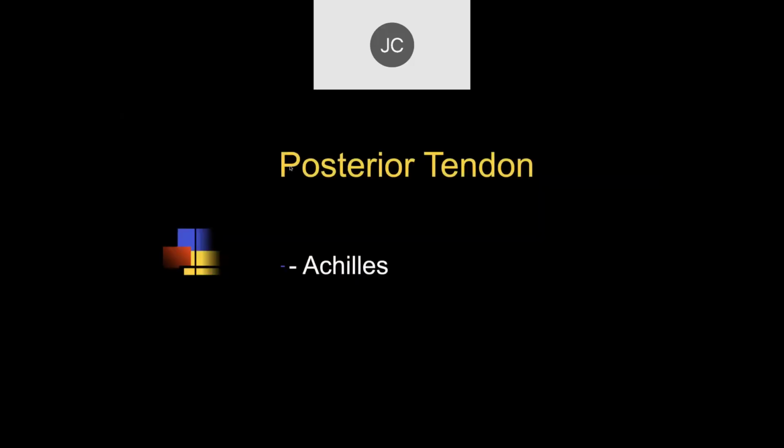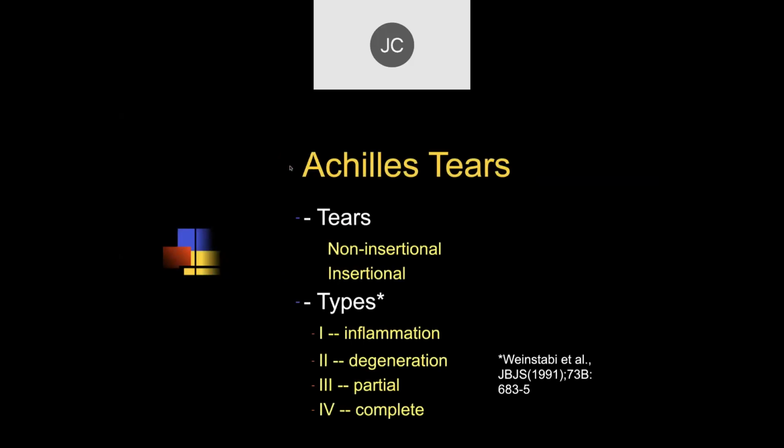So let's go on and talk about the Achilles tendon. The Achilles tendon can be divided into two types. One way is when it's a non-insertional tear, away from its insertion on the calcaneus, or a tear at the insertion on the calcaneus. And then you can have types of disease of the tendon.